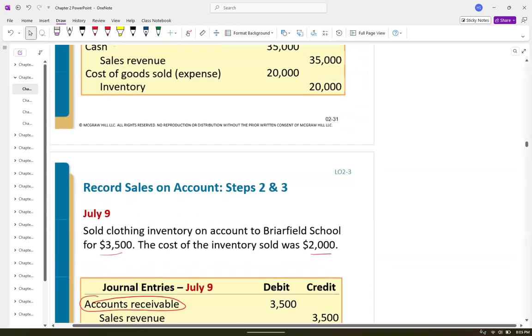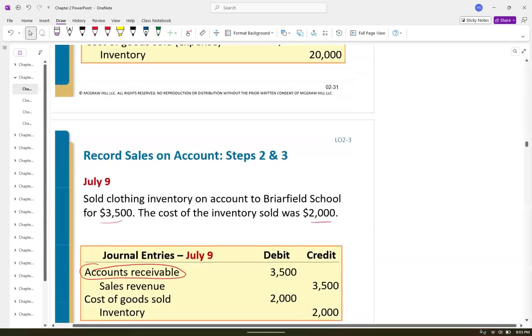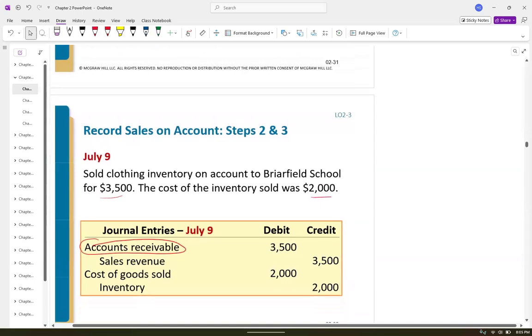So don't think that you've got two big journal entries you have to memorize. Notice those are identical accounts. The only thing different is that accounts receivable. Okay. And I always like to do the sale first because the sale is always going to be the bigger number.